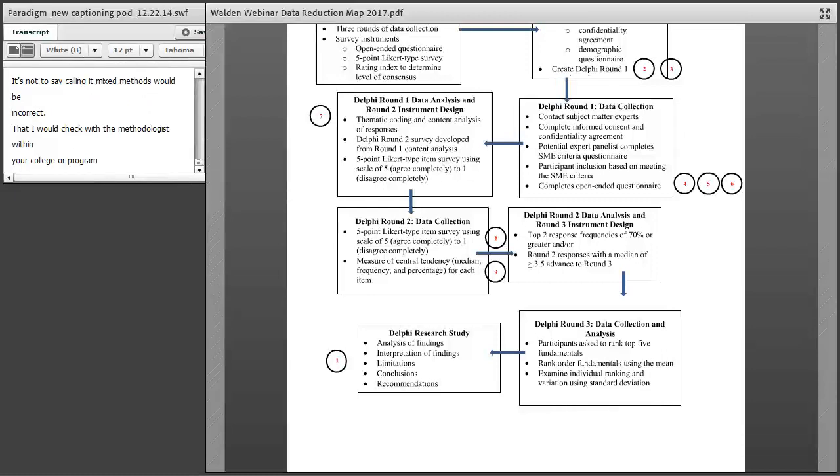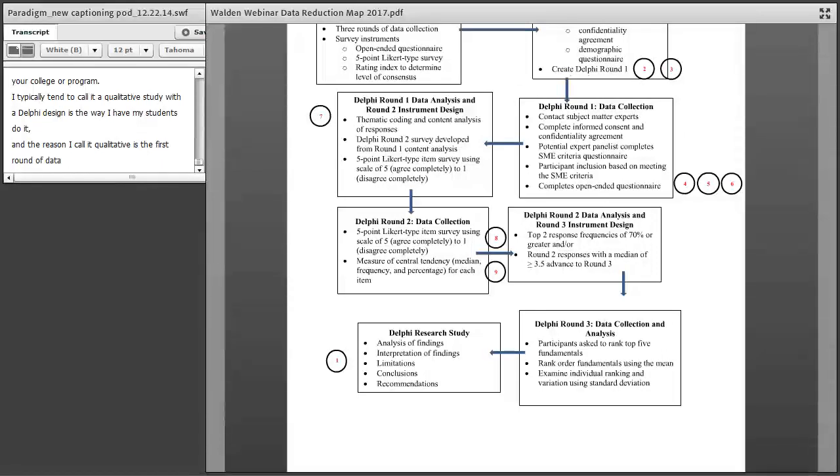I typically tend to call it a qualitative study with a Delphi design, which is the way I have my students do it. The reason I call it qualitative is that the first round of data collection is based upon the subjective opinions of experts, which is qualitative. Then we expose those opinions and thoughts to a basic analysis using descriptive statistics. So it's mixed data within a qualitative research method. That's the way I would view it.